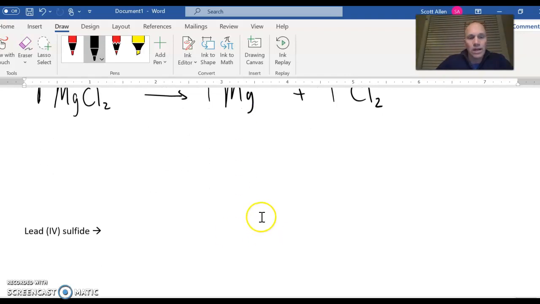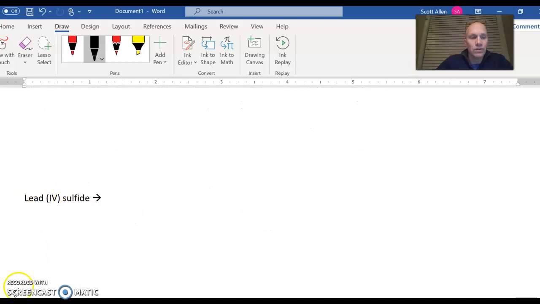One last example, lead 4 sulfide. The first thing that we're going to do is write down the names. We know that it's going to break apart and make lead, or you could write lead metal if you wanted to, plus sulfur.